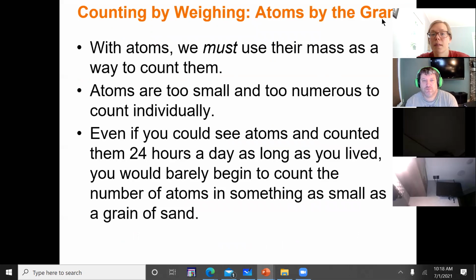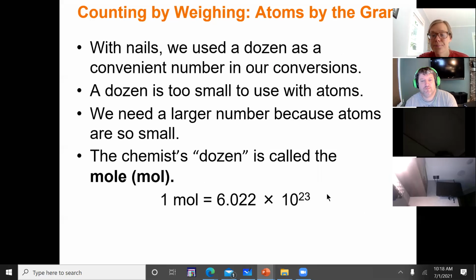So counting by weighing when it comes to atoms. With atoms, we must use their mass as a way to count them. Atoms are just too small to sit there and try and count individually. Even if you could see atoms and you could count them 24 hours a day for as long as you lived, you could barely begin to count the number of atoms in something as small as a grain of sand. You just don't have enough time on this earth. And I'm sure you don't have the patience either. So we are going to weigh it.